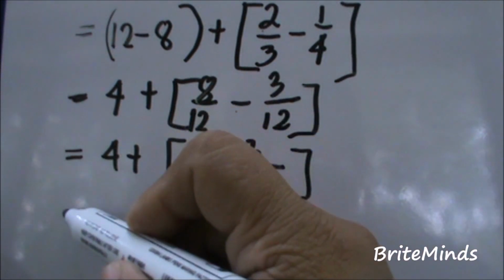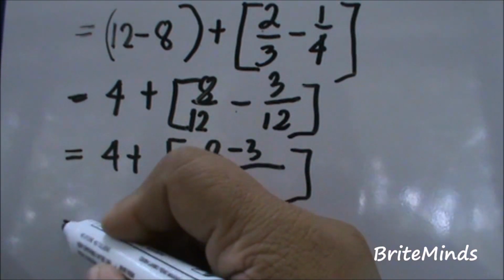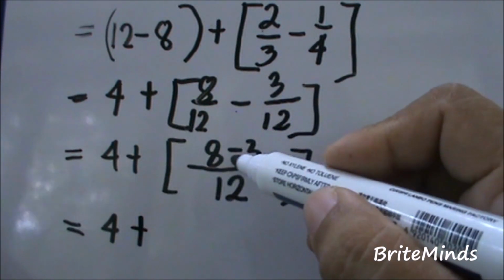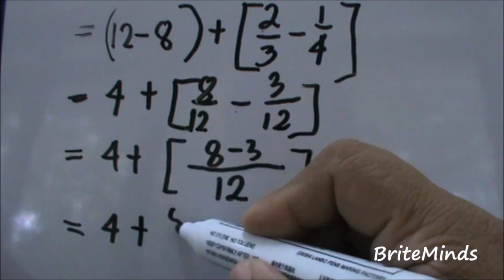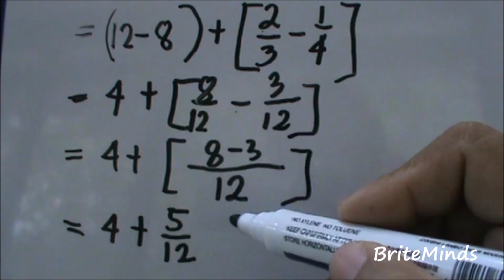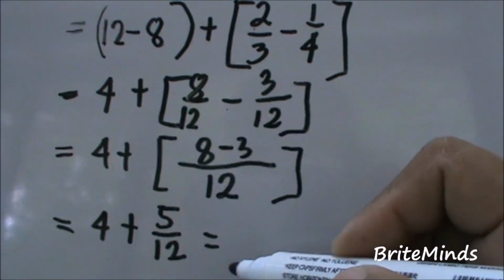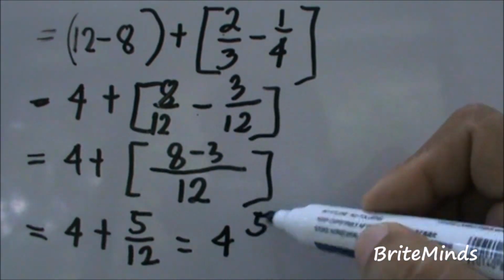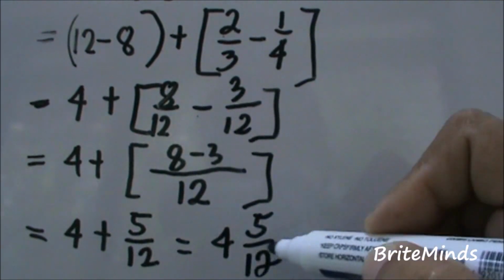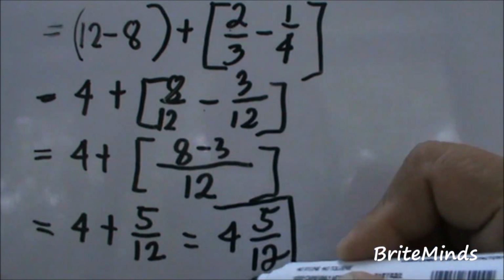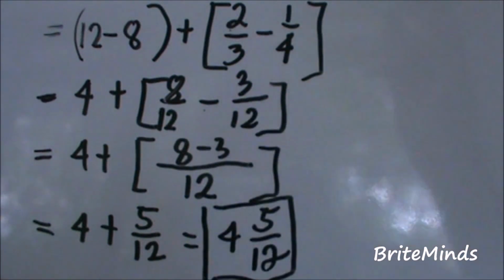So equals 4 plus 8 minus 3 is 5 over 12. So the answer will be 4 and 5/12. So this is our answer.